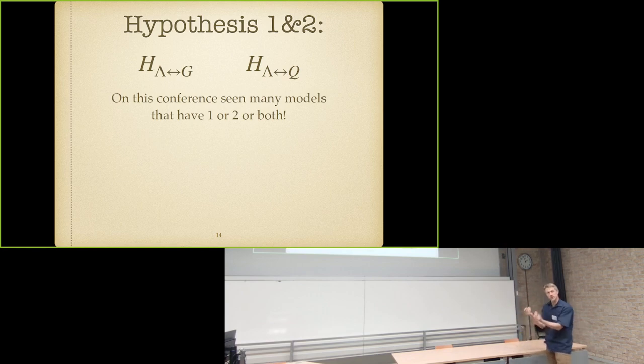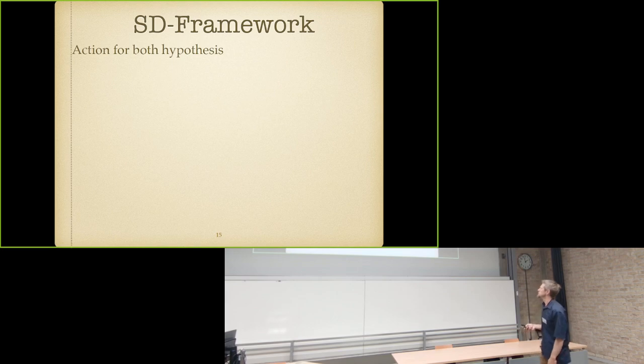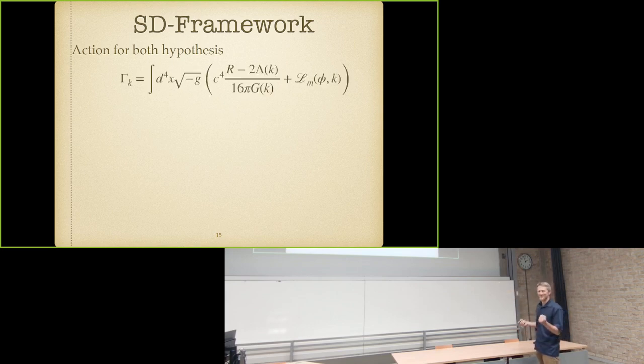We need a concrete model to calculate something. This is what we have been doing, but you might come with a different model. Our model is a minimal version of this. What it includes is general covariance. We have just a small deviation from GR. It's a local description, and you only have second order equations of motion. Which I show you now. This is the model. Five minutes, okay.